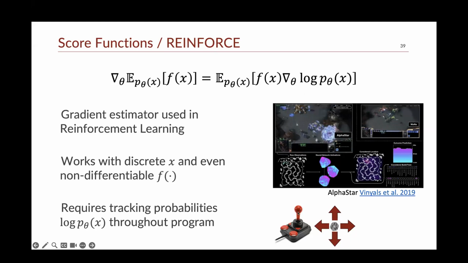If you're training a system to play a game that can move up, down, left, or right, these discrete actions, you take a trace or a history of all these actions, keep track of all the probabilities of those actions, and use them to compute this gradient estimate. So that's REINFORCE, and it's the main way that reinforcement learning algorithms are optimized at this point in time.